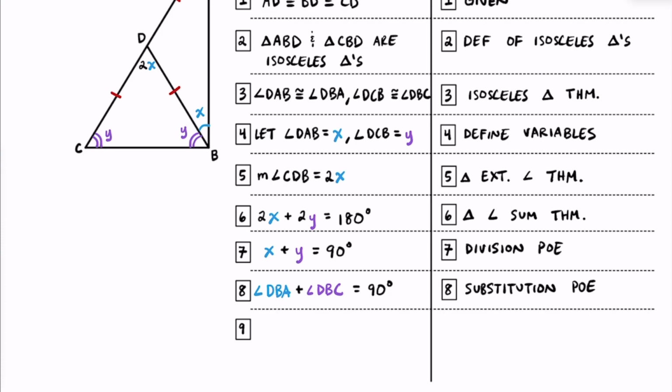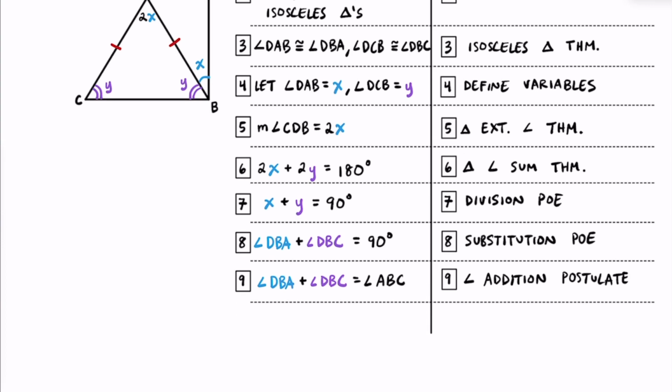Then for statement 9, we can say that angle DBA, which is here, plus angle DBC, which is right over here, is going to equal what? Angle ABC. That's this larger angle here, from A to B to C. We can say this by the angle addition postulate.